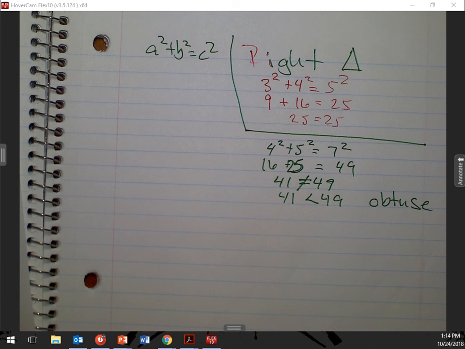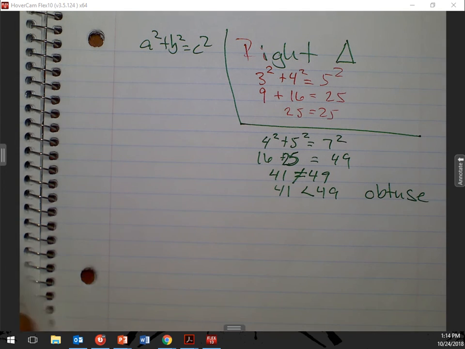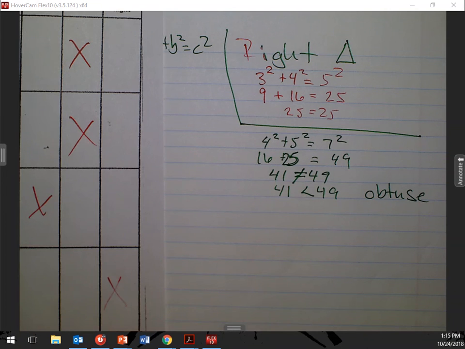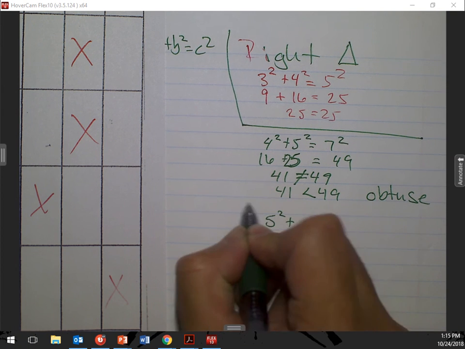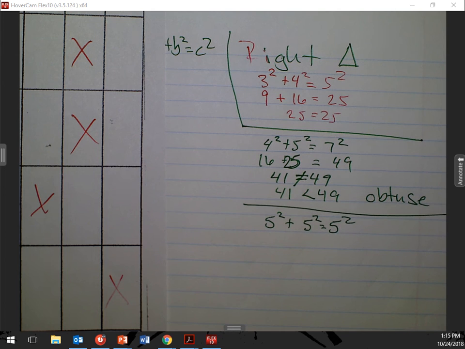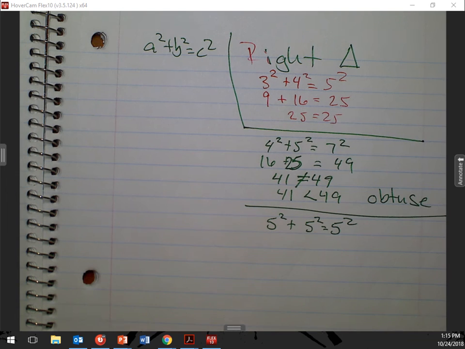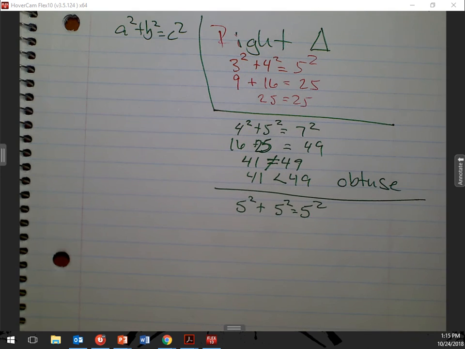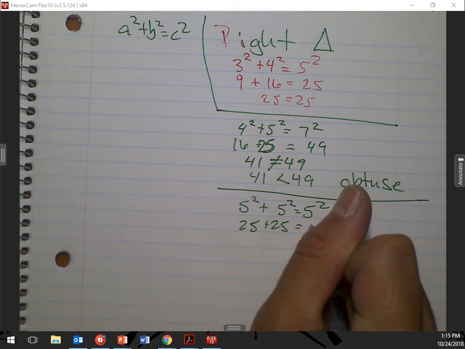Anyway. All right, so I'm going to do another one we said was acute. I'm going to do the one with 5s. So 5 squared plus 5 squared equals 5 squared. I'm using this one that we already have right here. So I'm plugging it into my Pythagorean theorem here. It's going to be 25 plus 25 equals 25.